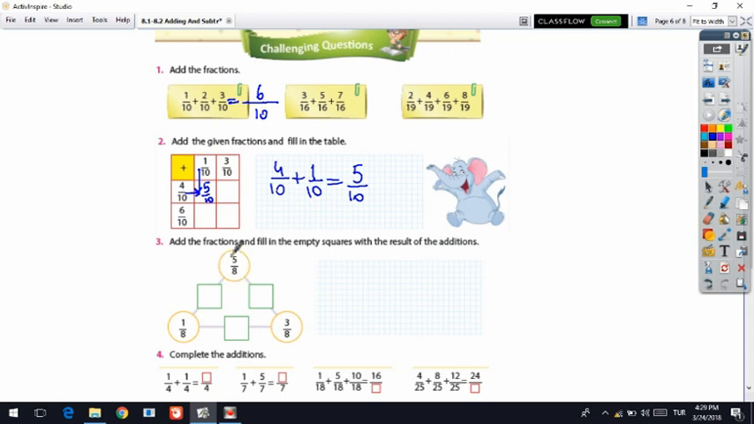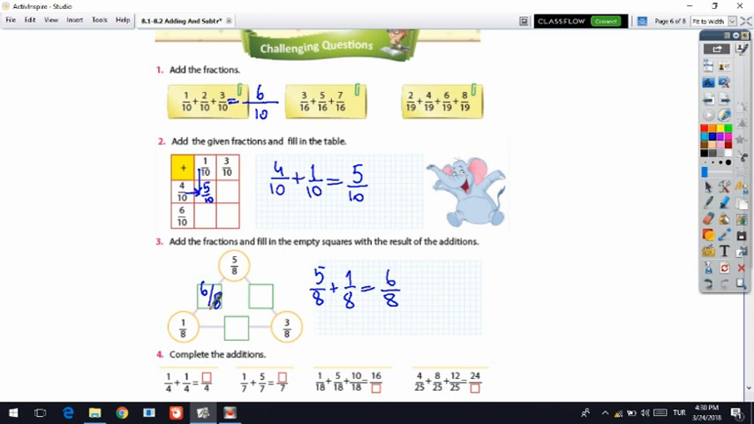You have to add this fraction in this circle, and in this circle you have to add, you write the answer in this square. Everybody, 5 over 8 plus 1 over 8 is equal to 6 over 8. That's it. Okay, complete the addition.